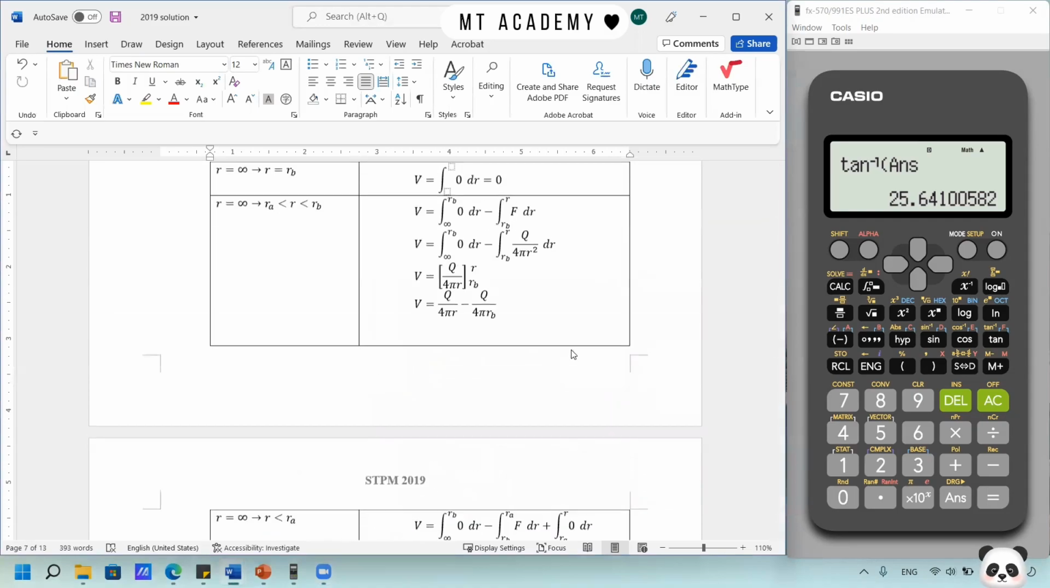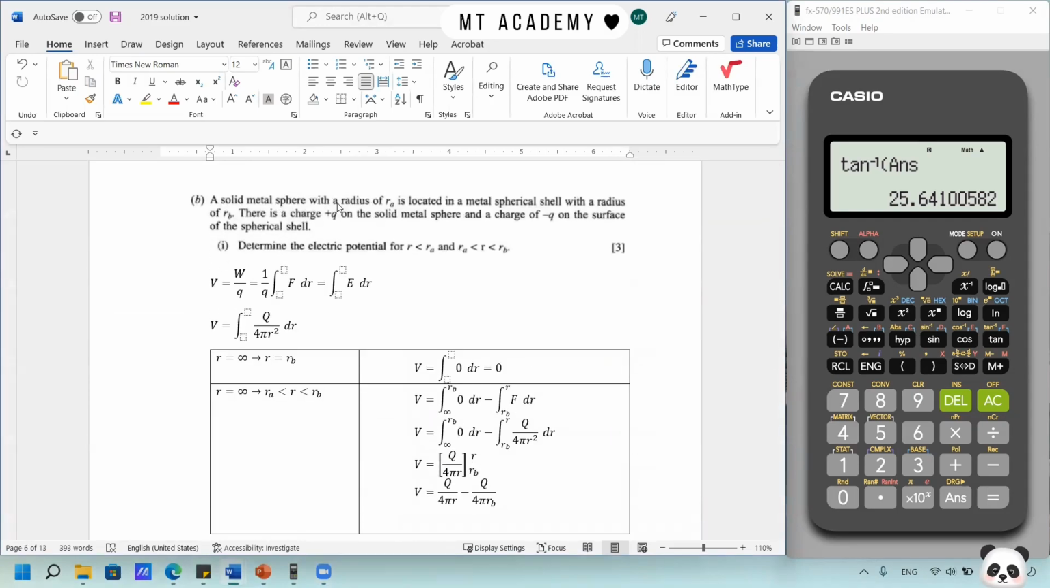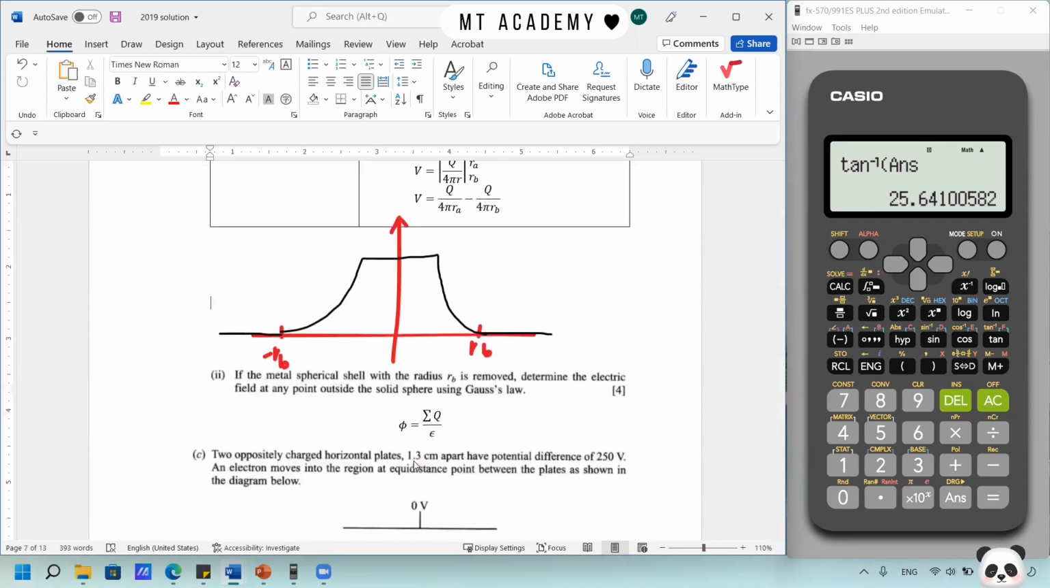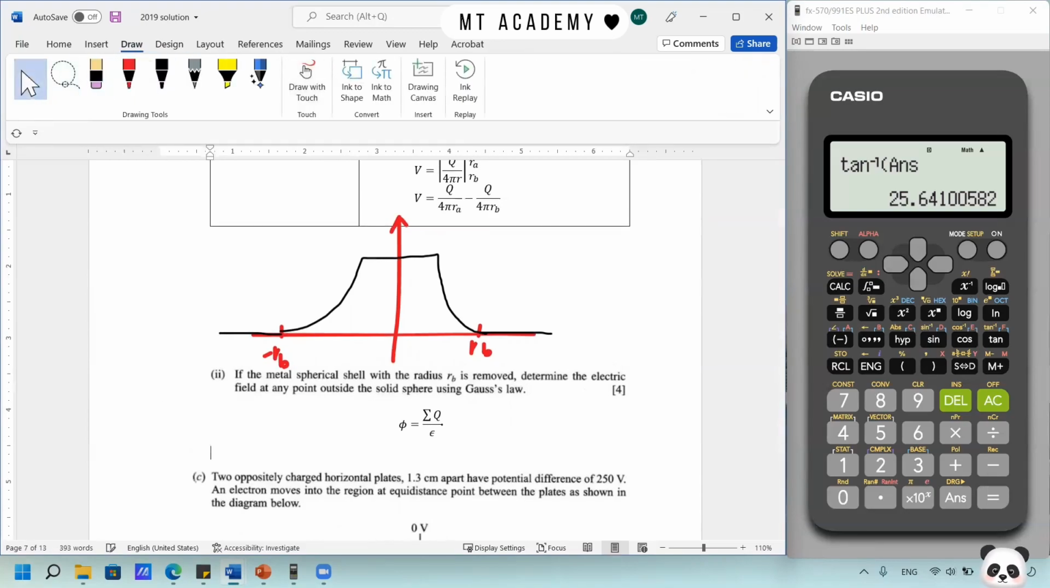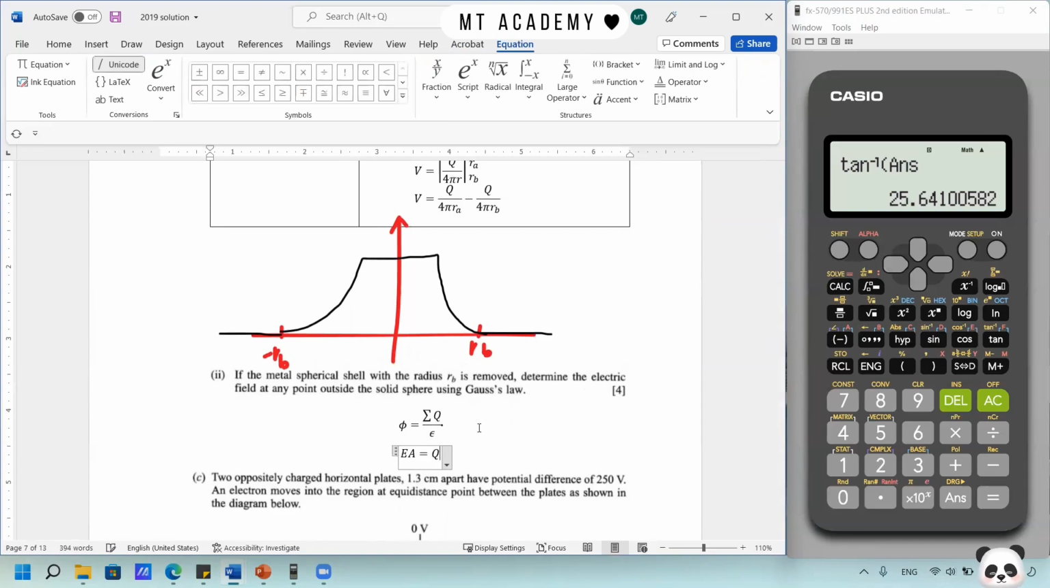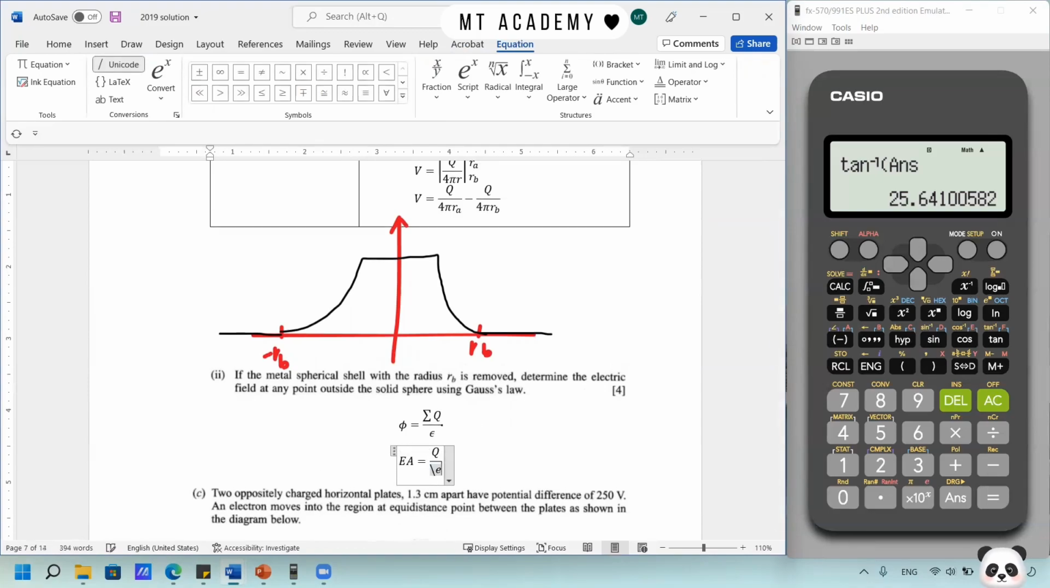So we remove the shell and we are left with the metal sphere of RA. Okay, so we only need to derive the electric field outside the solid sphere. Gauss's law is given as the total charge enclosed by the Gaussian surface divided by the permittivity of the medium. And we also have learned that the electric flux is given by the formula EA. So we are going to derive the electric field.